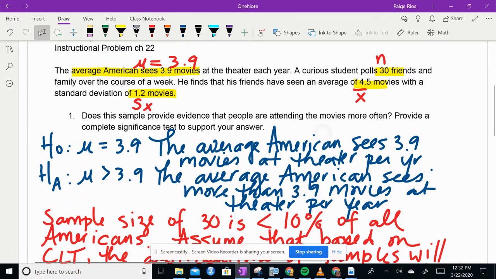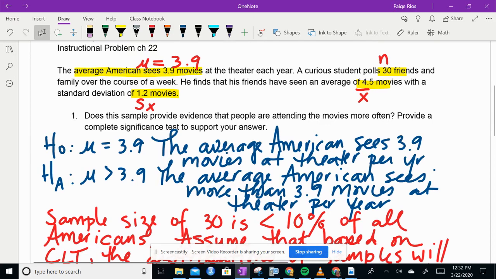The one thing I want you to be aware of is we are dealing with a problem that says that he sampled his friends and family. So we are dealing with a convenient sample, meaning the randomness for the conditions isn't going to be met. What you do say here is that you just proceed with caution, because usually on the AP test, there's a follow-up that asks what you want to comment on.